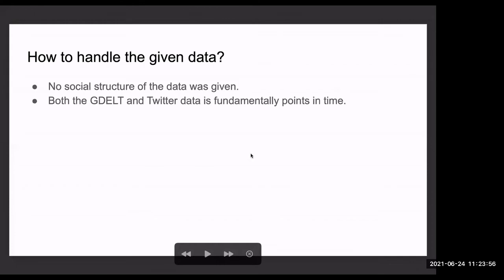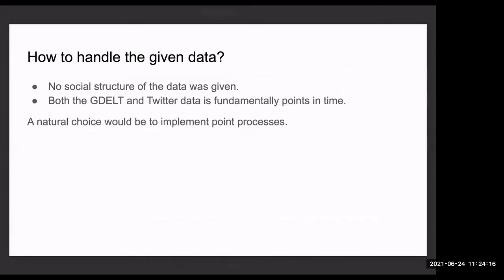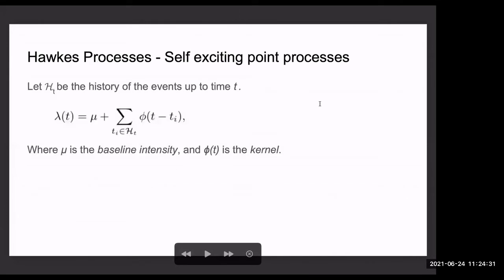Like I said earlier, due to the API of Twitter, we have no social structure. Fundamentally, GDELT gives us records of events happening in time, and Twitter is tweets happening in time. So we have points in time, basically. So what can we do with that? The natural choice would be to implement point processes. We thought about doing network analysis, but due to the restriction of the API, point processes were the natural step to take. So let's talk a bit about that now.